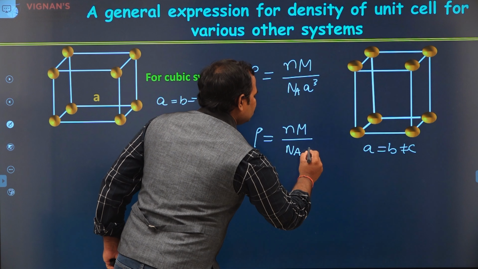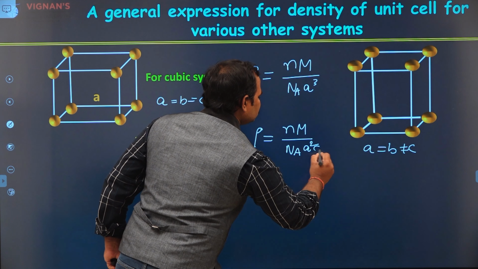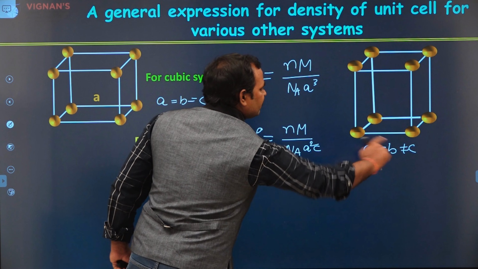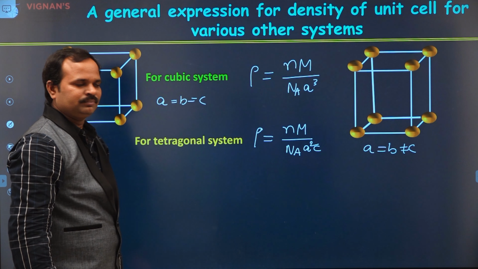So we will have a volume A square into C, because A is equal to B, so we can write A into A square multiplied with height C, A square C.